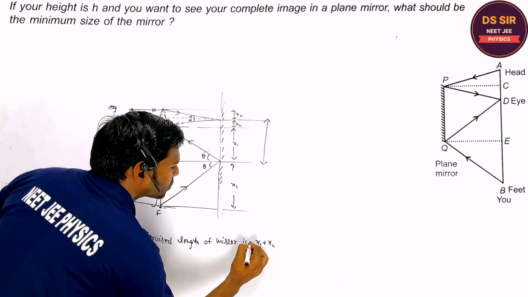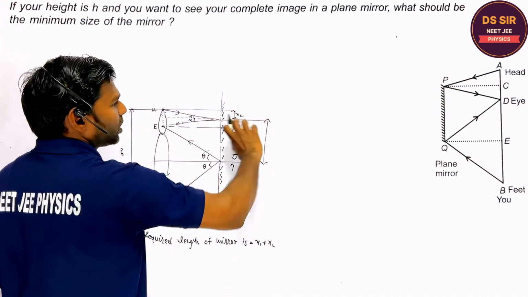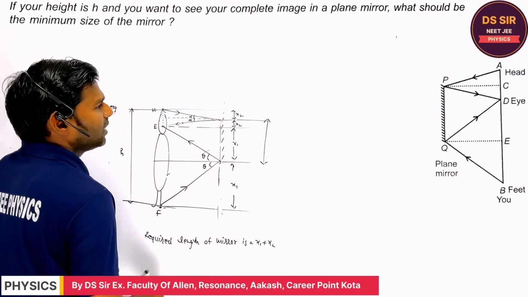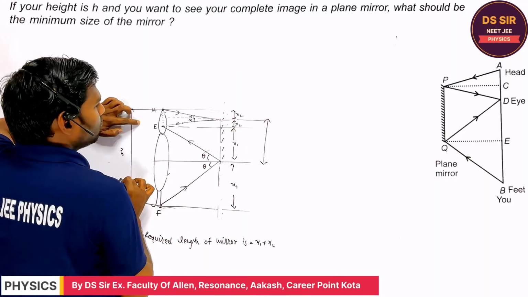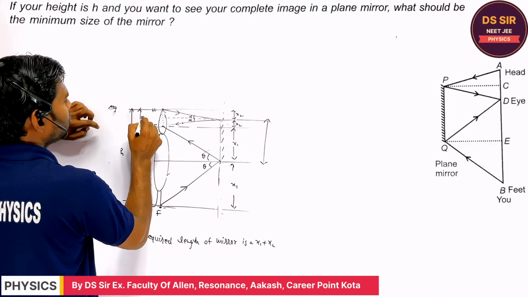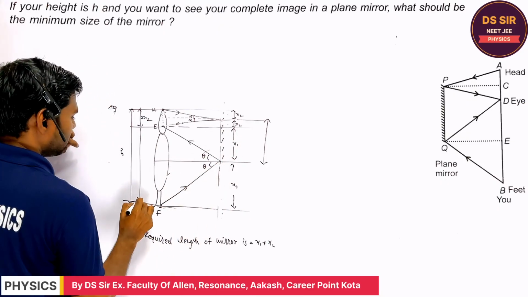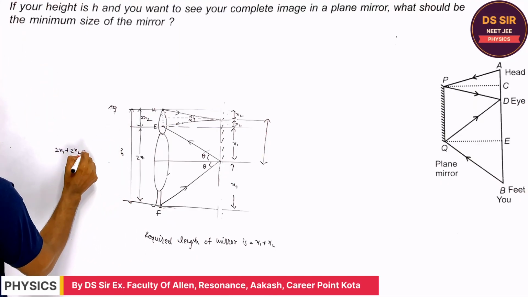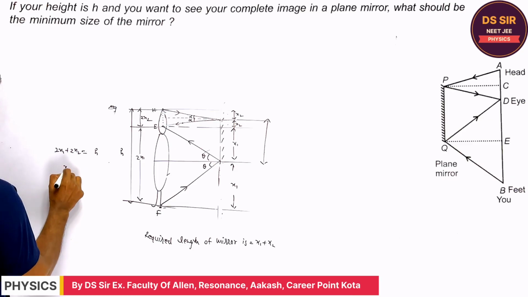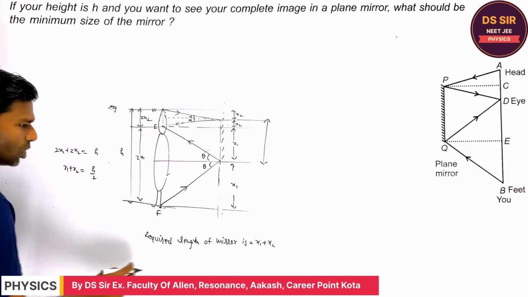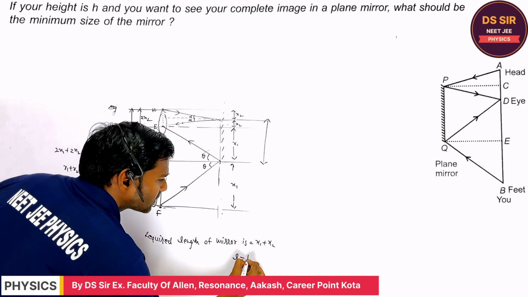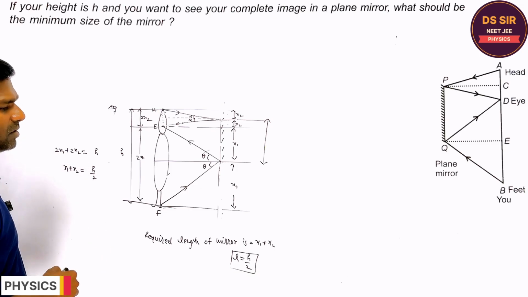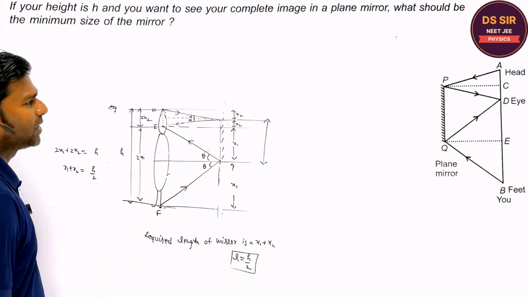Therefore, the required length of mirror is x1 plus x2. Is it clear or not? So this is the required mirror height from here to here. This part is not required, this is also not required, right? But x2 plus x2 is 2x2, and x1 plus x1 is 2x1. So 2x1 plus 2x2 is nothing but the total height of the person. So x1 plus x2 is nothing but h by 2. So the length of the mirror required, x1 plus x2, is nothing but h by 2. That is half of the height of the person, the length of the mirror required.